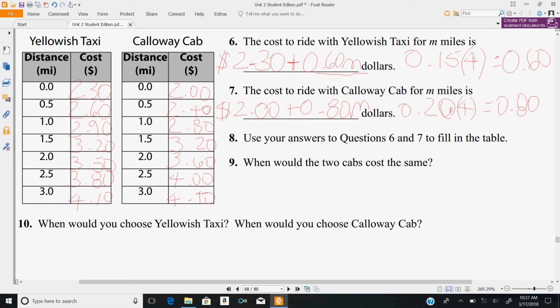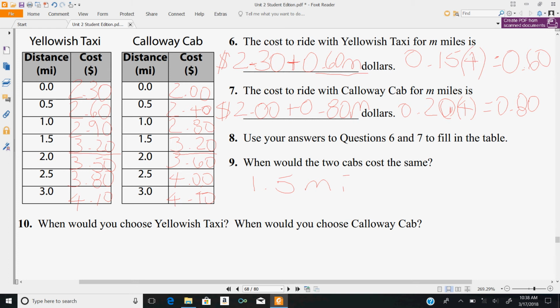Question 9, when would the two cabs cost the same? And that's really what we're doing the math here for, is to see where they cost the same. And your answer, you would write, the two cab companies cost the same when you travel 1.5 miles. We can see that in the table because they're both 3.2.